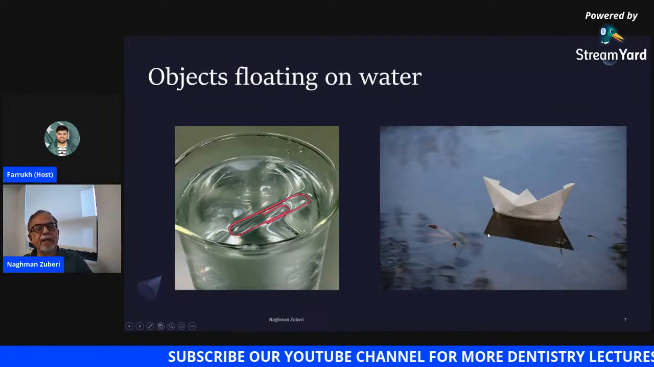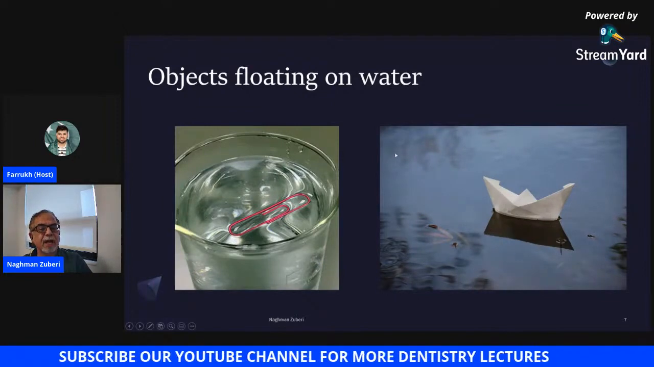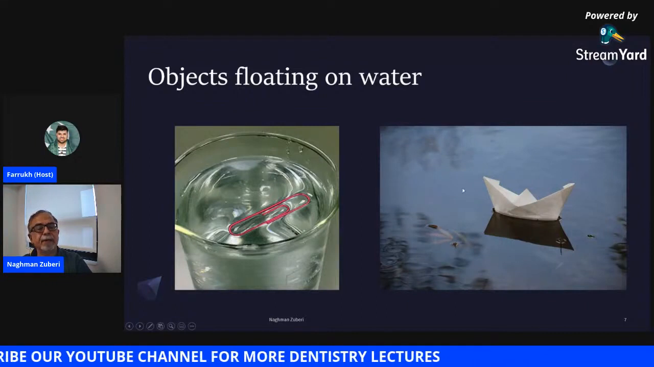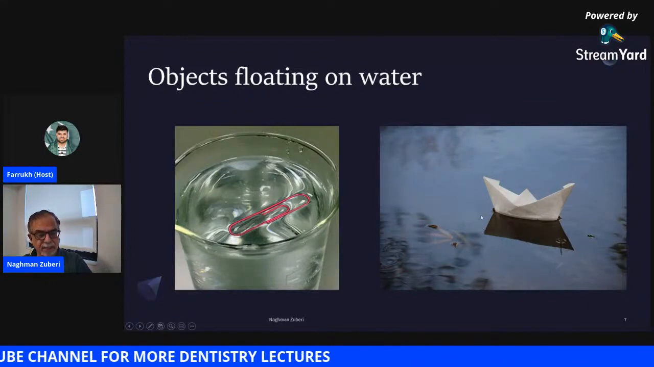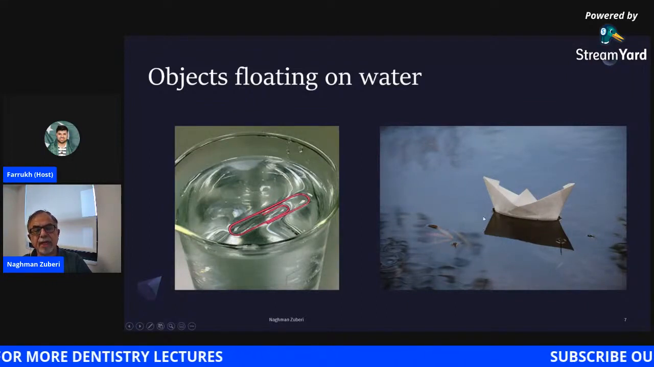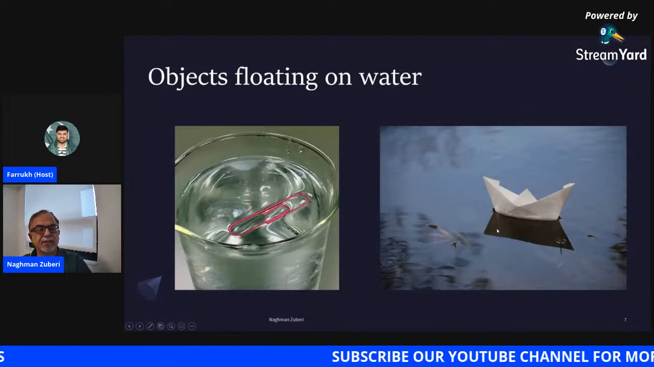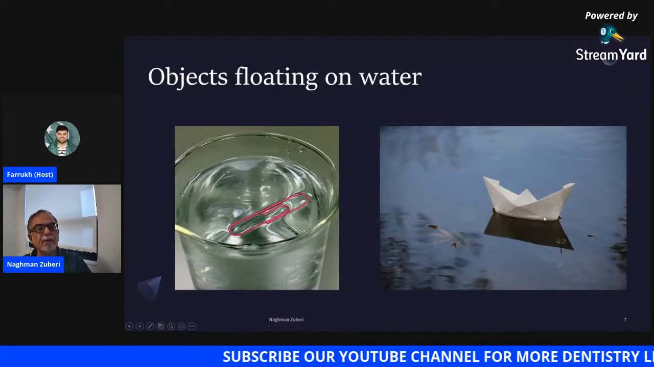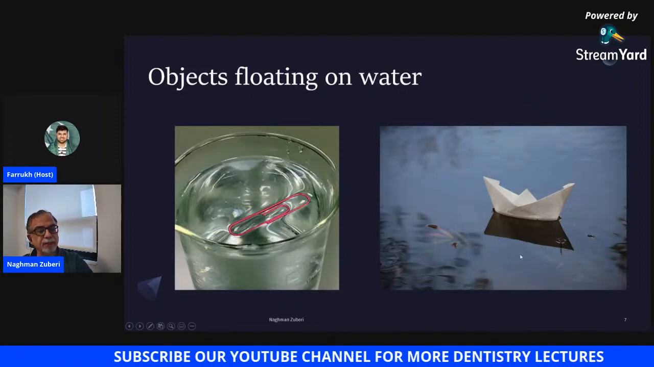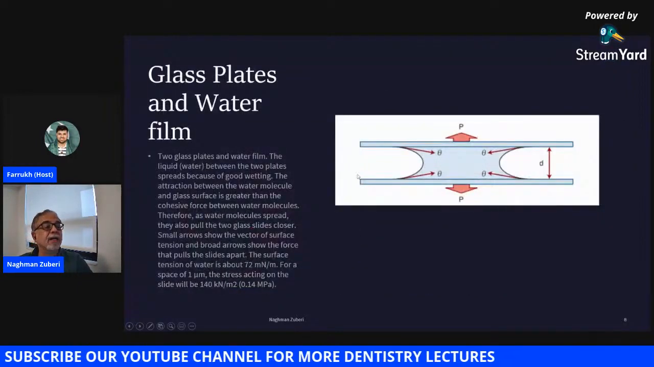Even huge ships do not sink in the water because of so many other physics factors, and one of those is that the combined surface tension is also keeping them from sinking into the water.